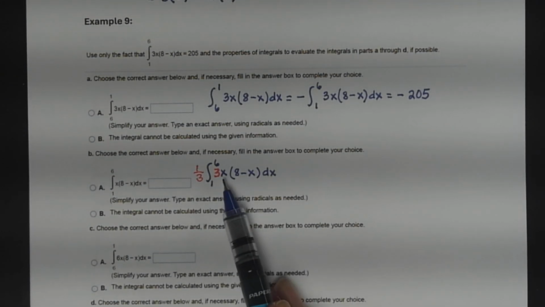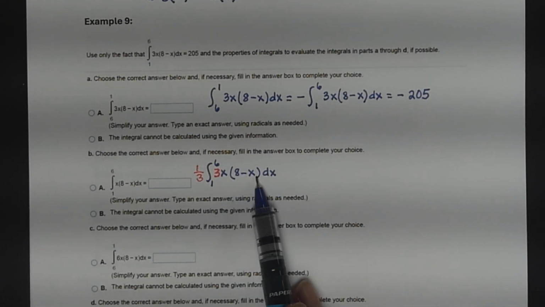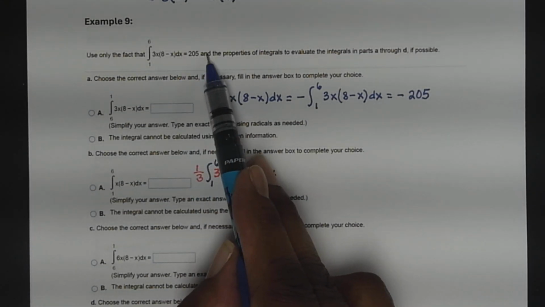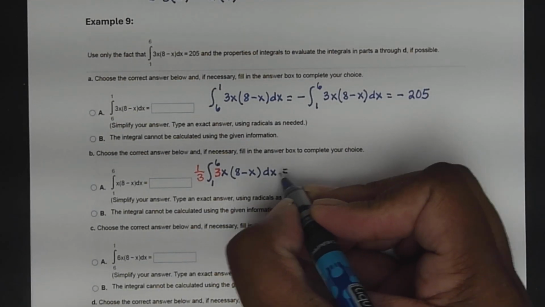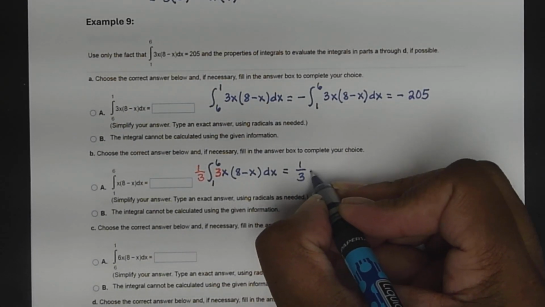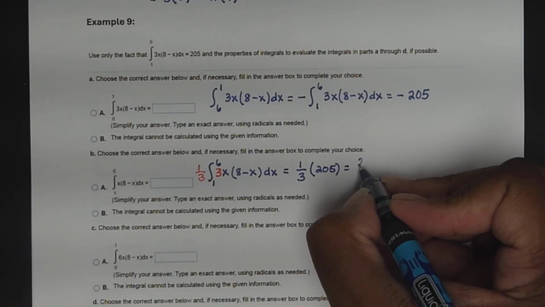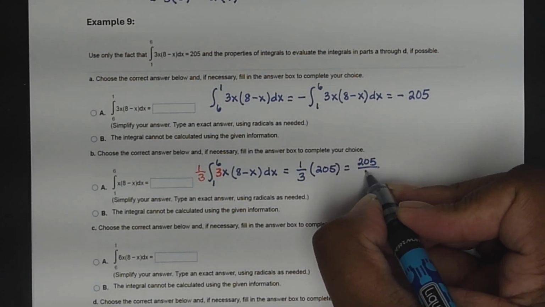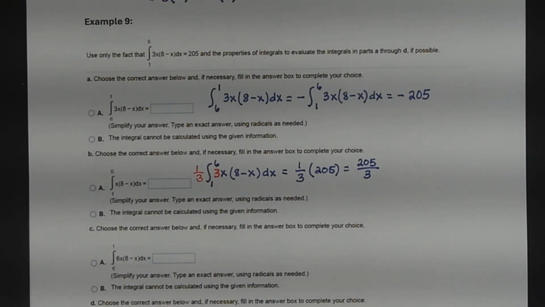That way, I can find out what the integral of 3x times 8 minus x dx from 1 to 6 is, which is what I have here. That's 205. But then I have the 1/3 out in front, so it'll be 1/3 times 205. And this will be 205 divided by 3. And I'll leave that as an improper fraction.